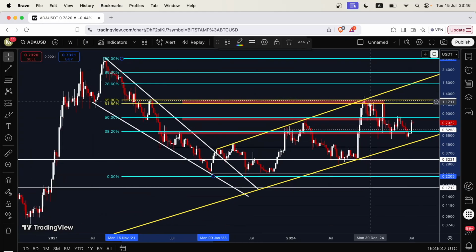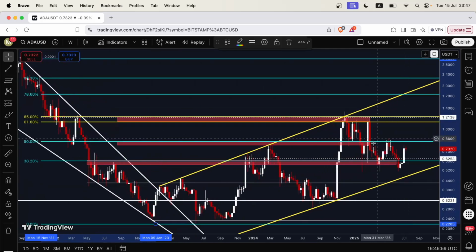Okay, so now we have retraced and now we're starting to work our way back up. Now we're going to come into resistance right here at around, let's say it's about 82 cents, which is where we got rejected previously right here. And of course, that's also the 50% retracement level. So keep an eye on this level. Again, that's around 82 cents, okay?